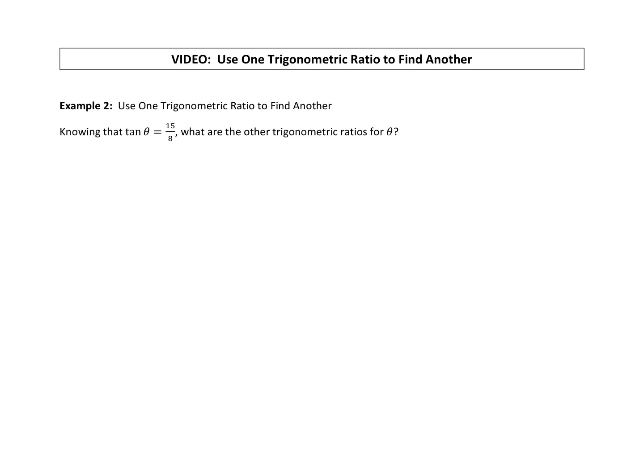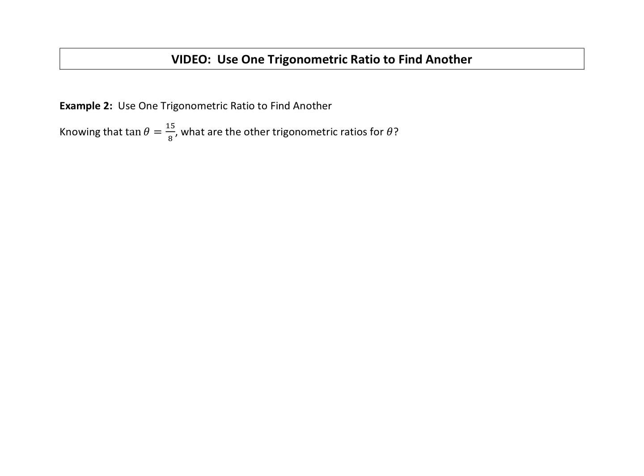All right, moving on to example 2, we're going to use one trig ratio to find another. Actually, we're going to use one trig ratio to find all of the other trig ratios, not just another one. So if we know that the tangent of theta is equal to 15 over 8, believe it or not, that's enough information for us to get the 5 other trig functions, trig ratios.